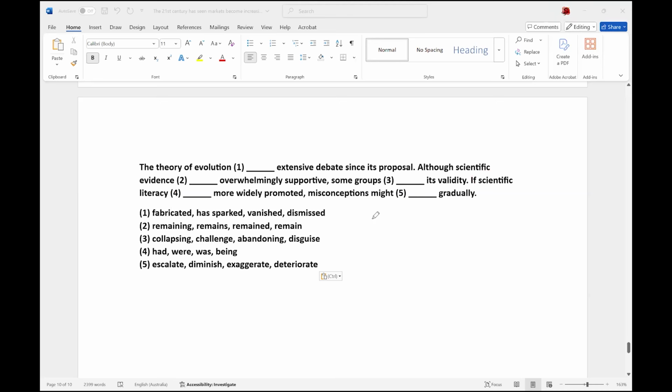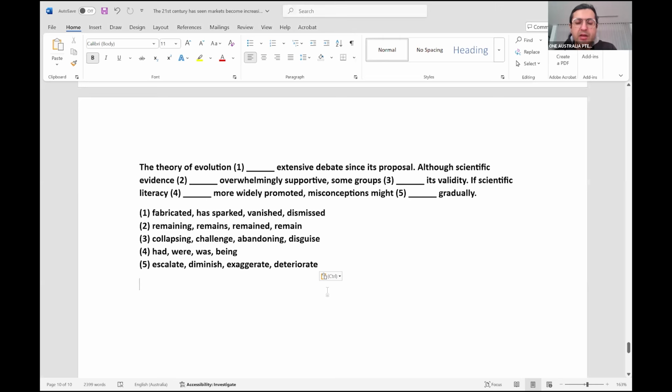Correct? Yes. Sorry, sir, could you tell the answer of first and second? The first one is "has sparked", and the second one is "remains". Thank you. Sir, in the fourth blank, if scientific literacy, how do we choose between "had" or "were"? Both sound similar.